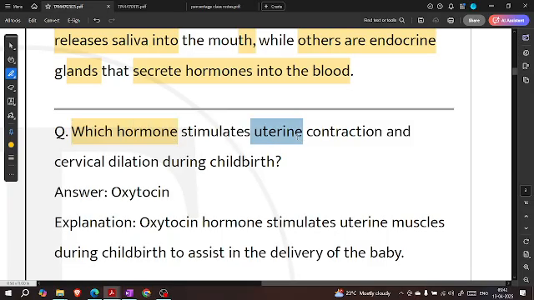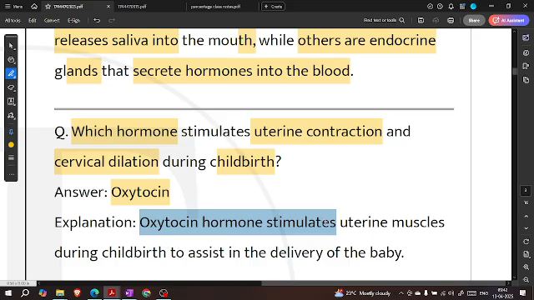Which hormone stimulates uterine contraction and cervical dilation during childbirth? Oxytocin. Oxytocin hormone stimulates uterine muscles during childbirth to assist in the delivery of the baby.